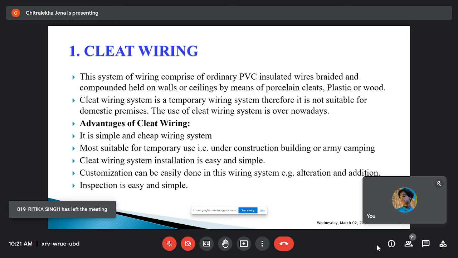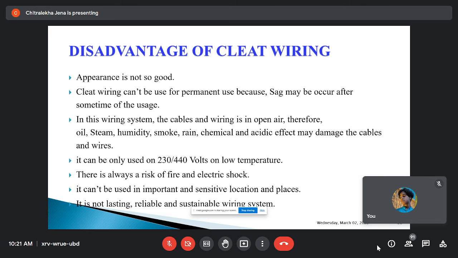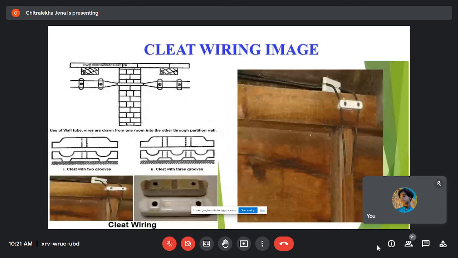This is the type of wiring system they are using. But the disadvantages: they catch fire very quickly. There is always a risk of fire and electric shock. You see, these advantages and disadvantages I'm not discussing. You will read them later on.